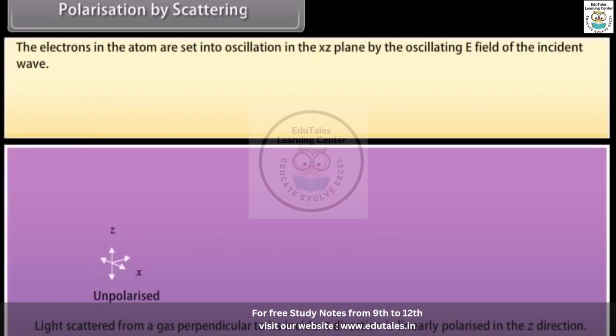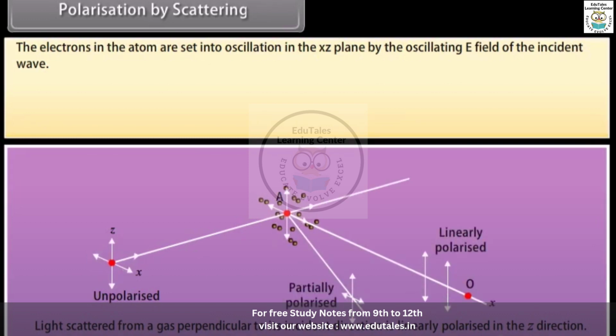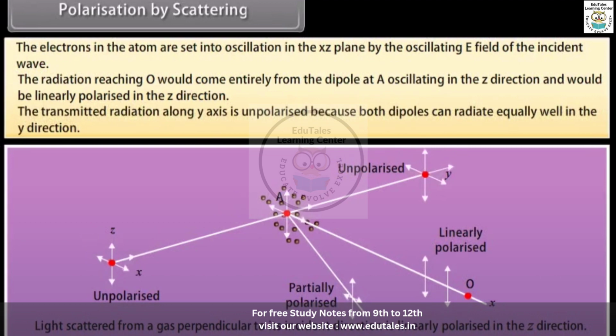Polarization by scattering. Consider unpolarized light traveling along the y-axis that strikes a gas atom at A. The electrons in the atom are set into oscillation in the xz plane by the oscillating E field of the incident wave. The radiation reaching O would come entirely from the dipole at A oscillating in the z direction and would be linearly polarized in the z direction. The transmitted radiation along the y-axis is unpolarized because both dipoles can radiate equally well in the y direction.